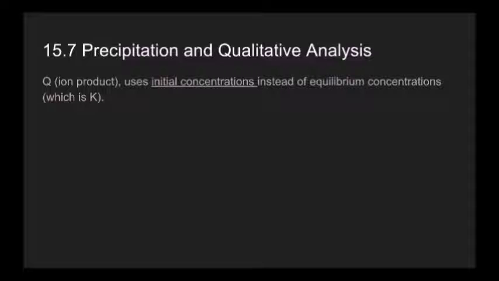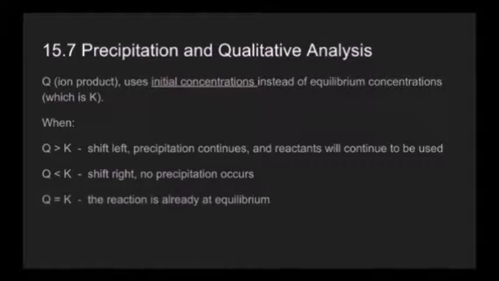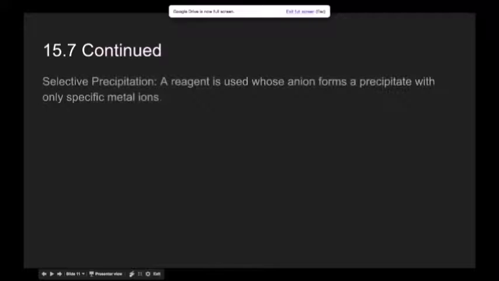So Q, which is the ion product, uses the initial concentrations instead of equilibrium concentrations. K and Q are basically the same, except you find Q using initial concentrations and K using equilibrium concentrations. So once you find Q and K, if Q is greater than K, you shift to the left, which means you continue precipitation and reactants will continue to be used. However, if Q is less than K, you shift to the right, and no precipitation occurs. And if Q is equal to K, then the reaction is already at equilibrium. Okay, continue on with 15.7.